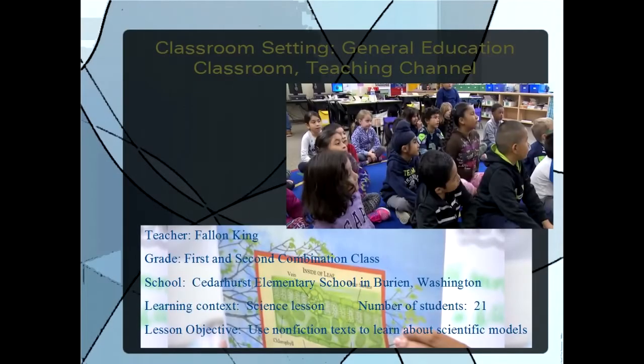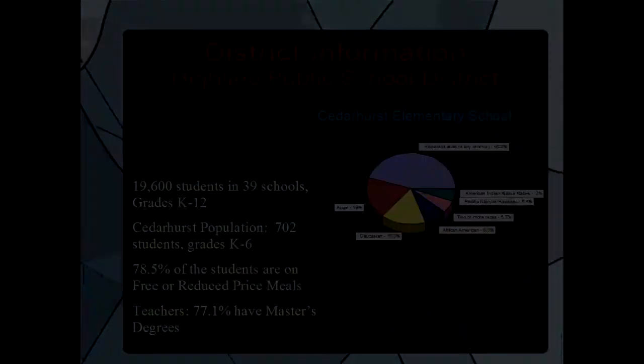The classroom setting was general education, a classroom of 21 students who were a combination of first and second grade. The school was Cedarhurst Elementary School in Burien, Washington, and it was a science lesson. The children were learning to use nonfiction text to learn about scientific models. The teacher's name was Fallon King.